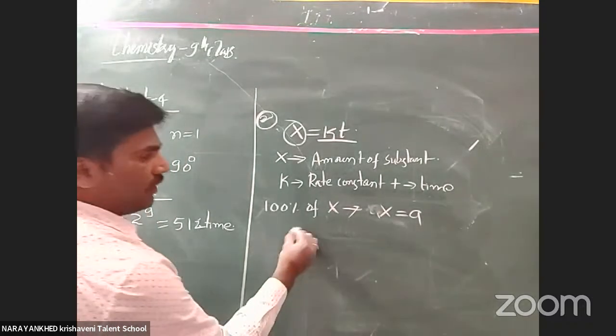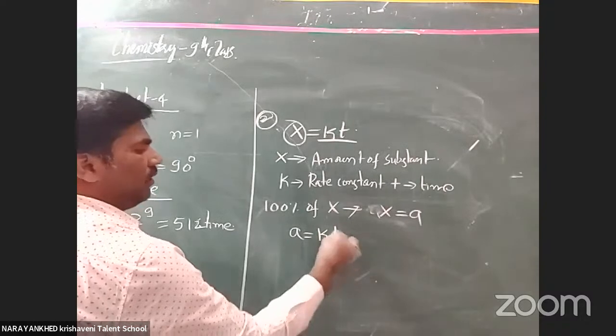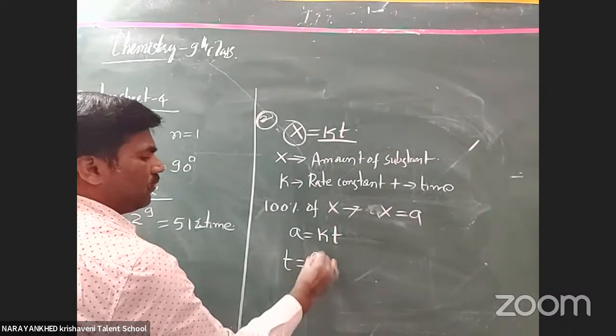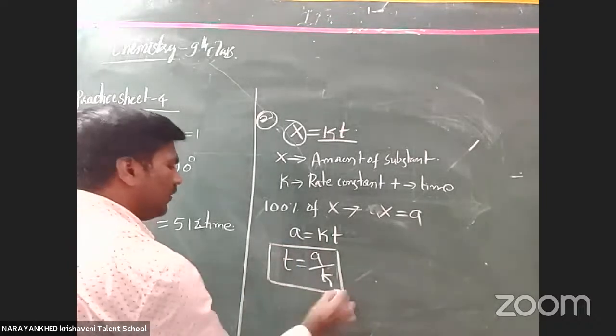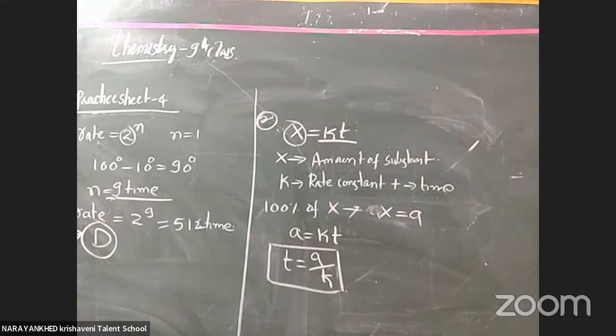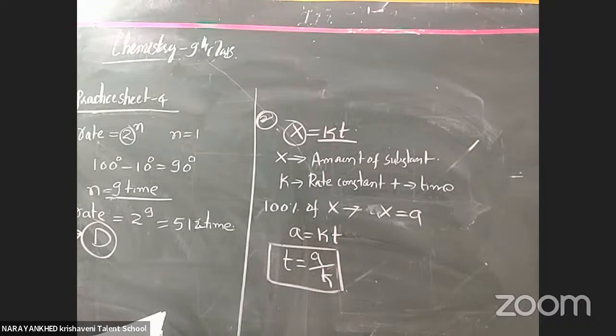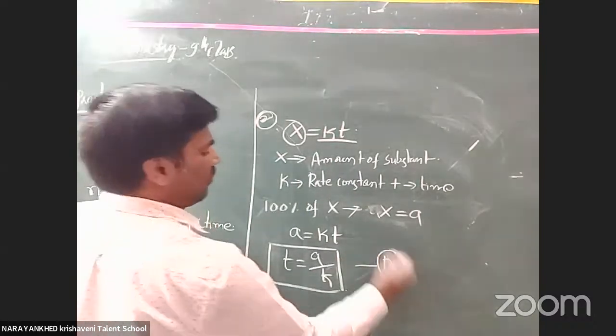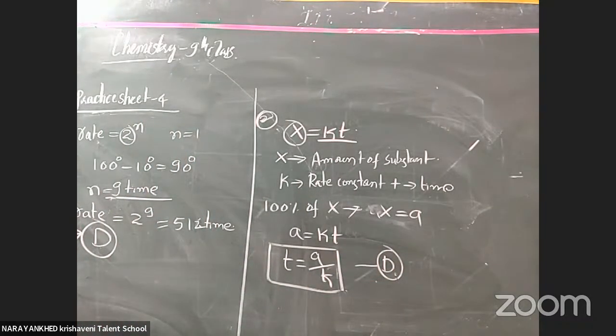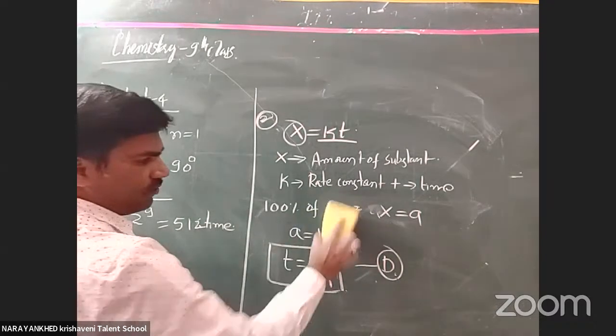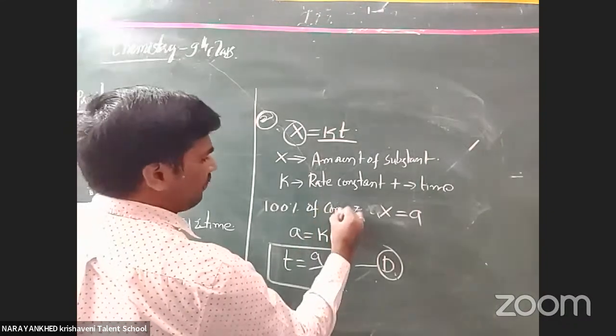That's why it is written as a is equal to k into t, and t becomes a by k. The answer is a by k. Understood, all the students? So the answer is D only. The second answer is also D only. Yes, please write down. It is 100% completion.